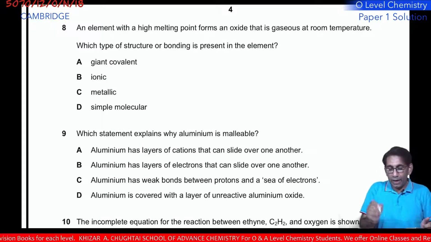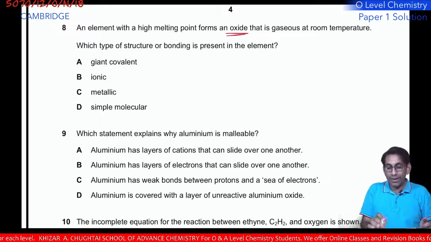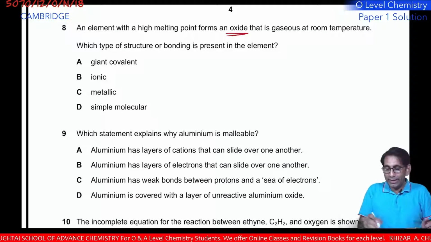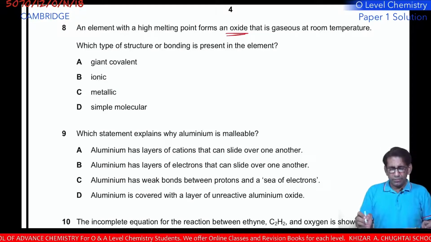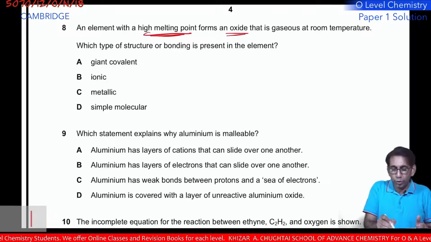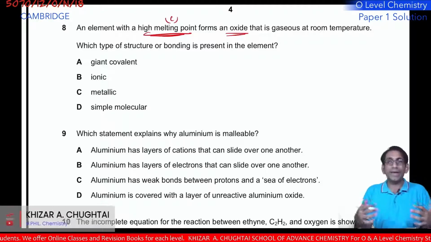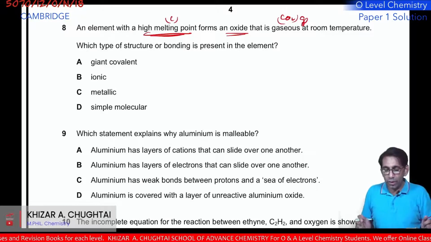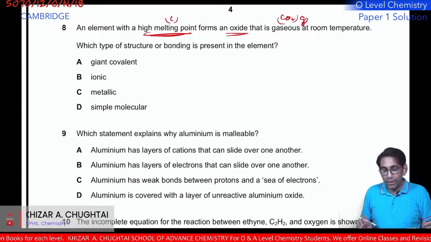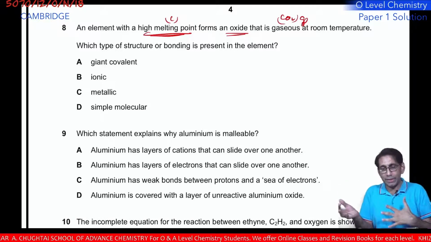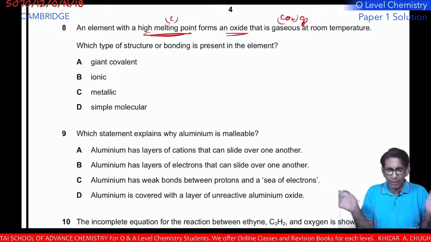An element with a high melting point forms an oxide that is gaseous at room temperature. It may be a gaseous oxide of an element that has a high melting point. It could be carbon, and the gaseous oxide may be CO2. Yes, it's the gaseous one. No other element with a high melting point has a gaseous oxide in your syllabus. I think the one and only is carbon.